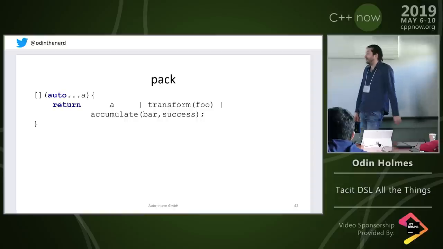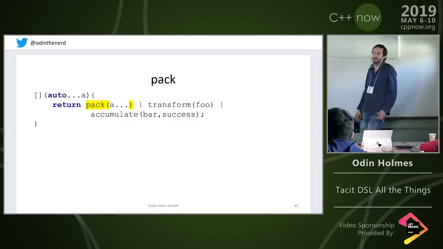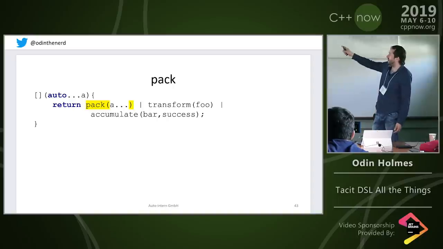So I'd like to be able to just do this. Right, but I can't because A is an unexpanded pack. But I can just make a factory function that will turn that into this implementation-defined type, and then it can go through pipes. But I still have another problem, because what are foo and bar? Well, foo and bar are niebloids, or foo and bar are some kind of functor or something.